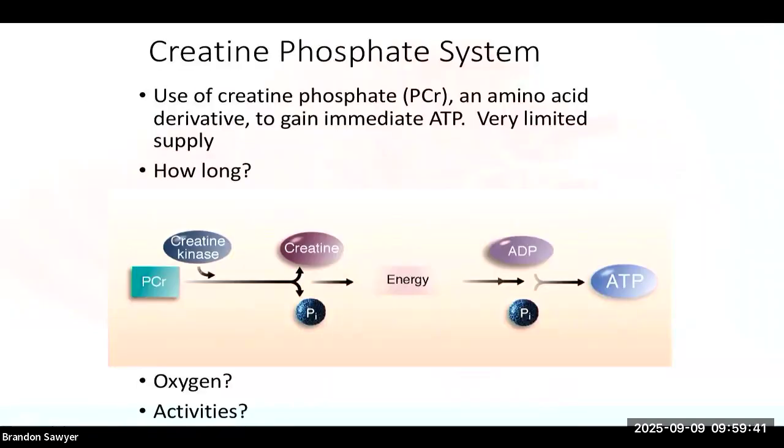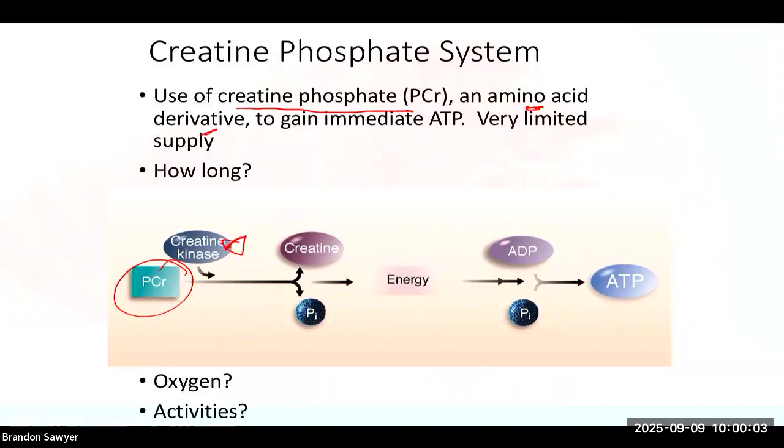Okay. All right, so the creatine phosphate system is the simplest one, right? It's the use of creatine phosphate, which is an amino acid derivative. And this allows us to gain or reform ATP very, very rapidly. It's really just a one-step reaction. So we have this creatine, which has phosphate attached to it, okay?